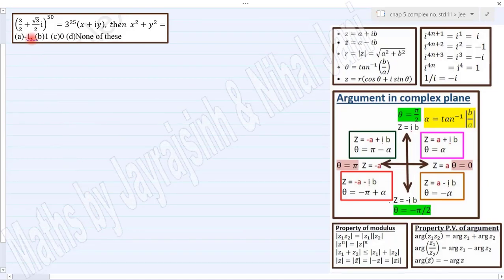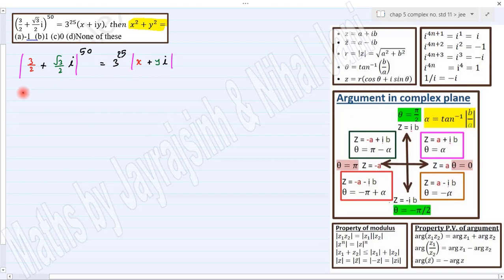Here it is given that 3 by 2 plus root 3 by 2 i whole raised to 50 is equal to 3 raised to 25 into x plus iy, and we have to find x square plus y square. Now here, to get the value of x and y, you can simplify our left hand side using De Moivre's theorem, but as you can see, we need x square plus y square, which can be easily obtained by taking mod on both sides and applying the property of mod.